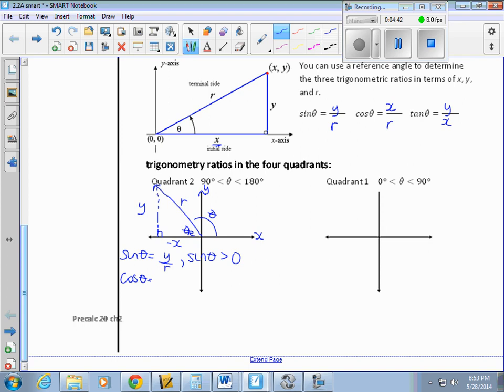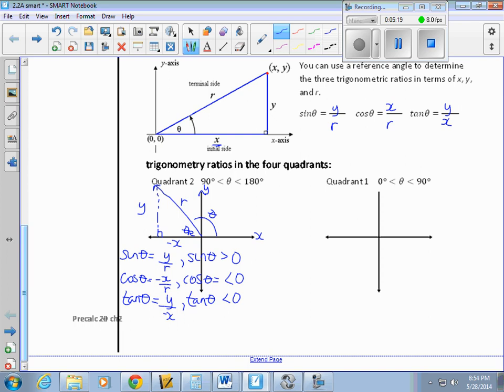Cosine of theta then is adjacent over hypotenuse, so that's the negative x over r. So that means it's going to have a negative value. So cos of theta will be less than 0. So it's going to be negative. And then tangent, that's the y over x. In this case, it's going to be y over negative x. So that means that tangent of theta in quadrant 2 is going to be negative, or less than 0.